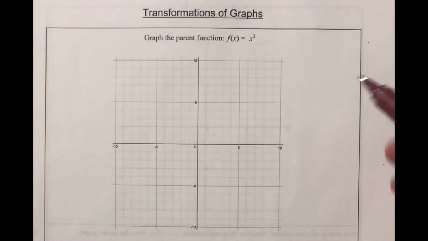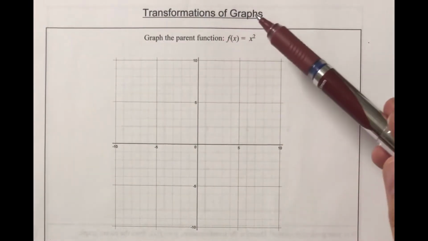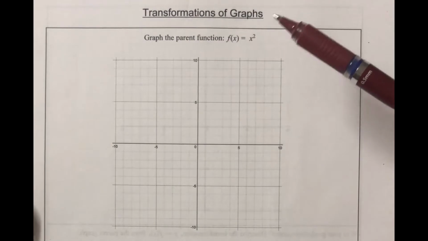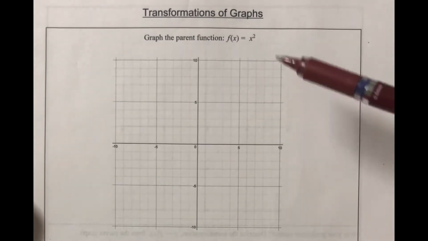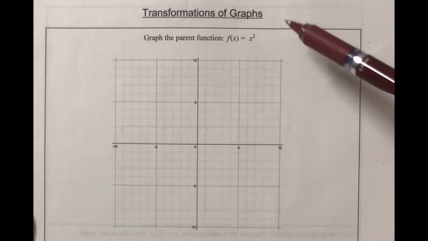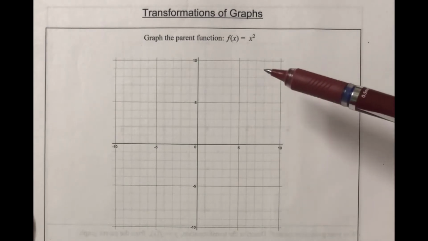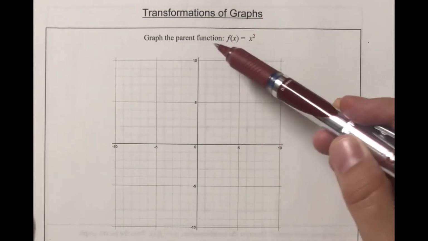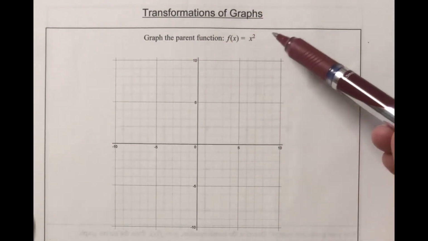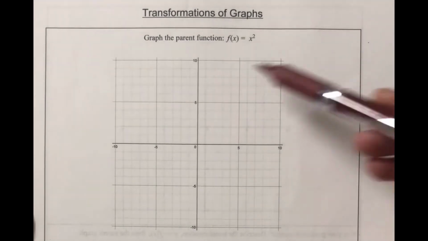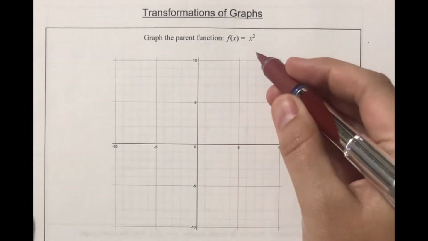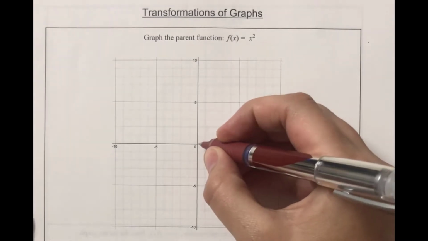Hi everyone, in this video we're going to go through a number of transformations of graphs. So in the last video we did basic functions and their graphs, and now we're going to start transforming some of them. So graph the parent function f of x equals x squared. The parent function is the basic function. We graphed this previously, so I'm going to just do it really quick.